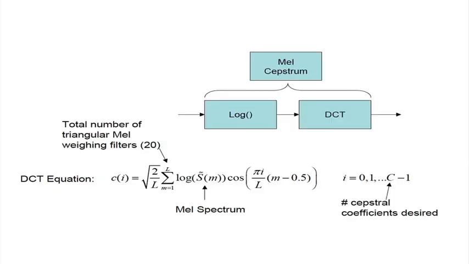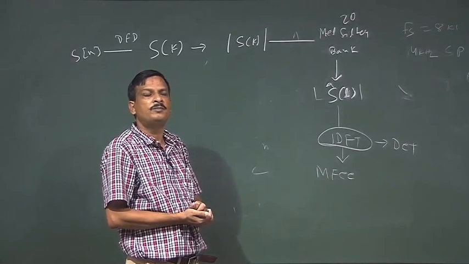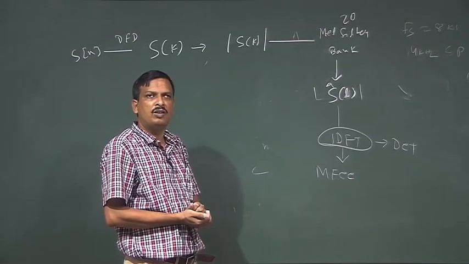So, this DCT equation is this: S cap m or L, whatever, times cos of pi by L times m minus 0.5, with i equal to 0 to C minus 1. Okay. The number of cepstral coefficients is C. Is that okay or not? Okay.